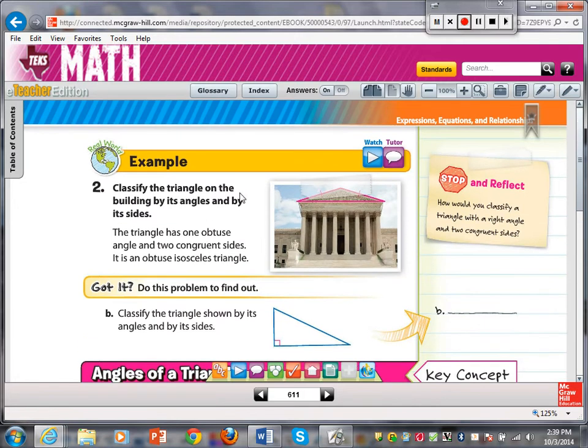Classify the triangle on the building by its angles and by its sides. The triangle has one obtuse angle. If you can see it, this right here is your obtuse angle, greater than 90 degrees. And then it's isosceles because you have two sides that are the same. They have the same tick mark, which tells you that those two lengths are equal.